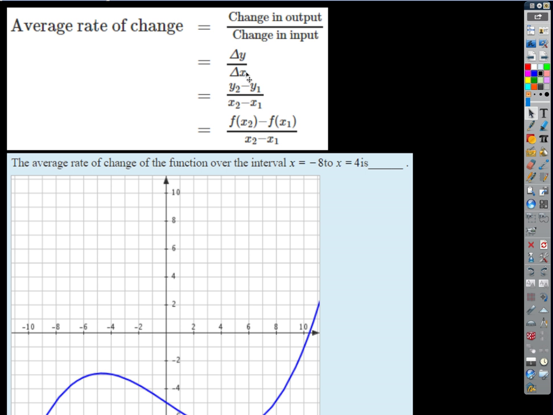You could think of it for a function, if x1 is the starting x value and x2 is the ending x value, then it's going to be the function f of x2, right? The value of the function for the final x value. We'd call that the final output minus the starting output, divided by the final input minus the starting input, right? If we have a graph, it makes it really simple.